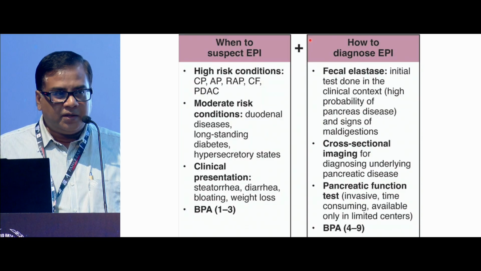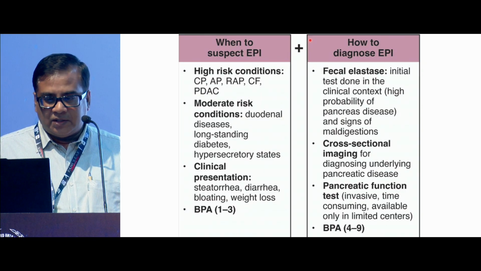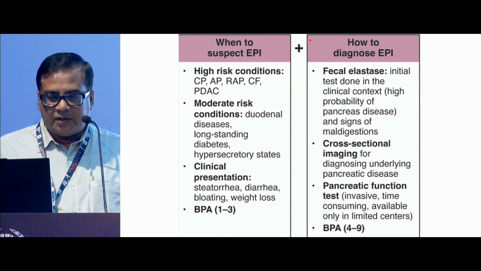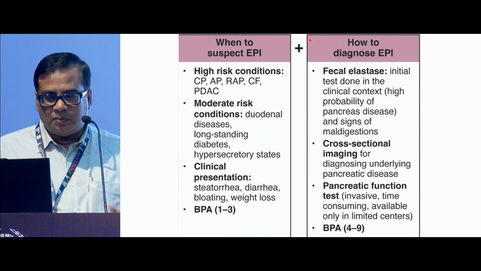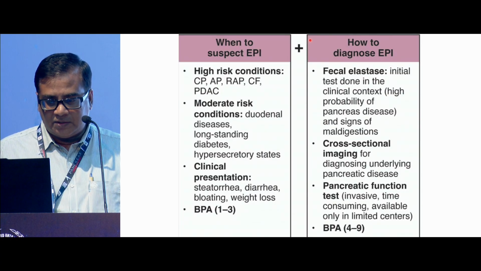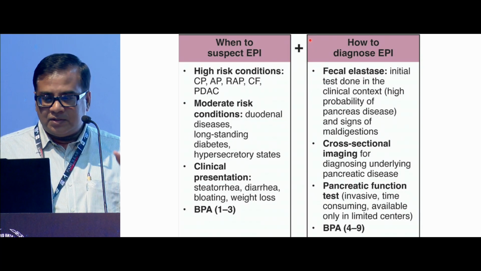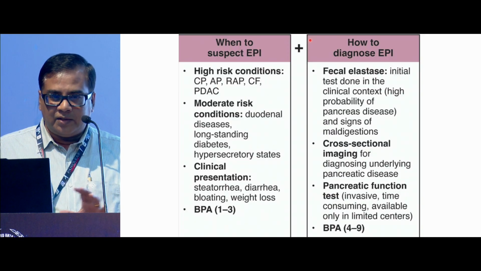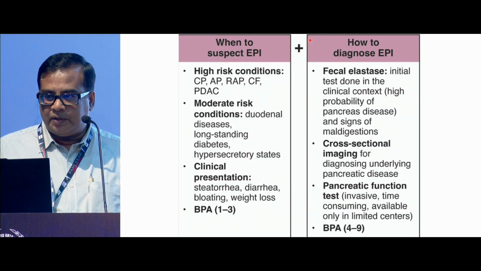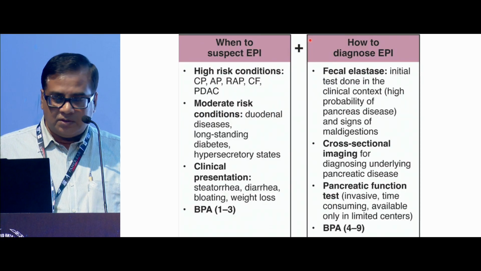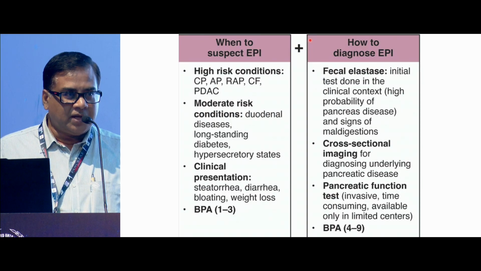Coming to the AGA best practice advice, high risk conditions are chronic pancreatitis, acute pancreatitis, recurrent acute pancreatitis, cystic fibrosis, and ductal adenocarcinoma. Moderate risk conditions are duodenal disease, long-standing diabetes, type 1 diabetes, and other hypersecretory states. Fecal elastase is the initial test. You should interpret it with the clinical context. If you are in the setting of pancreatic disease, you need appropriate cross-sectional imaging, and the other invasive pancreatic tests can be done only in limited centers as required.